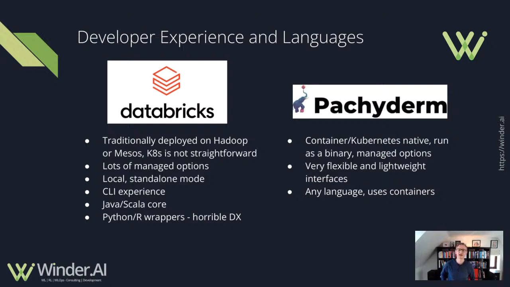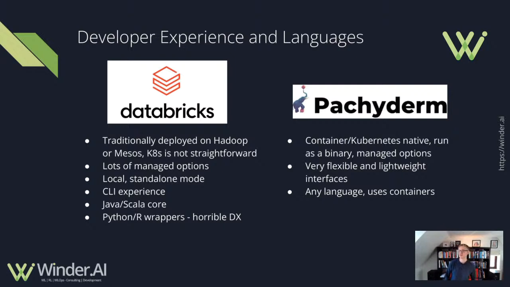So this has a bit of an impact on the developer experience. But before we get there, let's talk about installation methods. Traditionally, Spark was deployed on things like Hadoop or Mesos. Now, those two technologies are largely deprecated. And if you were to install it on a more modern orchestrator like Kubernetes, it's certainly not straightforward.